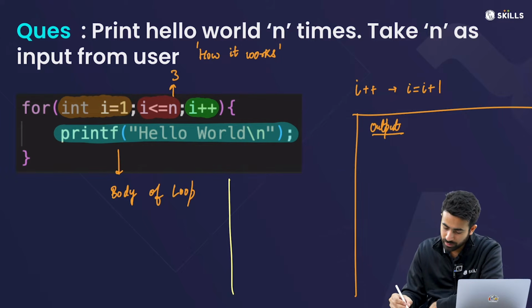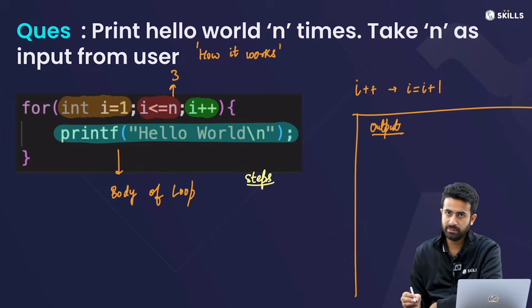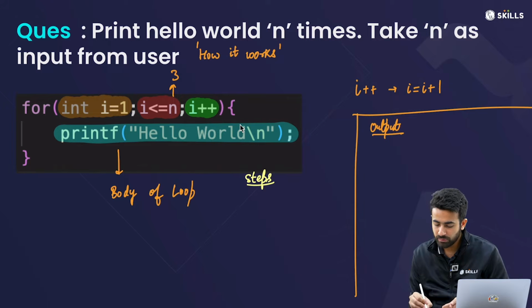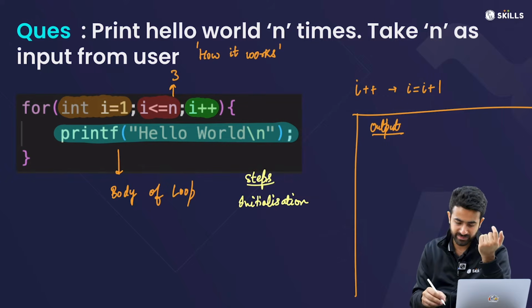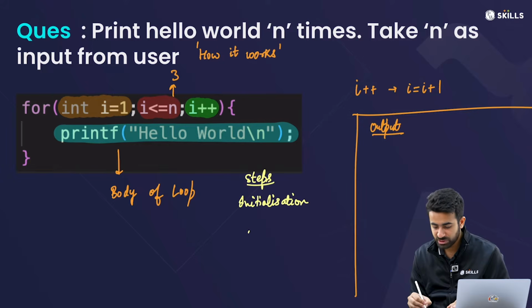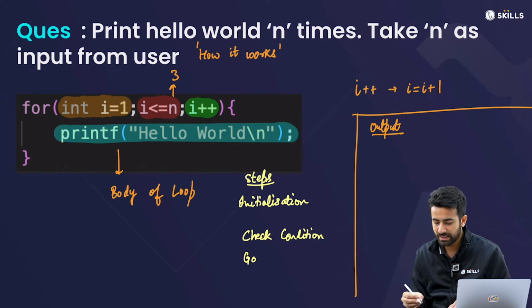There are in total 4 steps. Out of them, 1 is not repeated, the other 3 are repeated. First of all, the initialization, and yes, this i is a variable. You can call it the loop variable. Initialization and declaration. Initialization here means declaration also, but declaration is not that necessary. Then what we do is check the condition. Then we go inside the loop, basically the body of the loop.